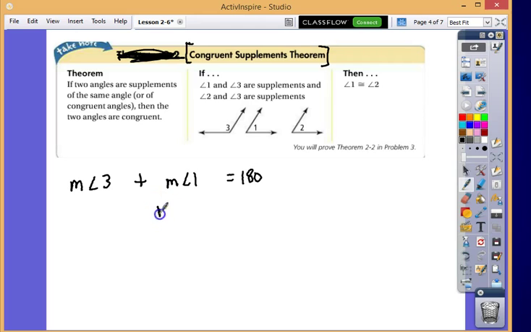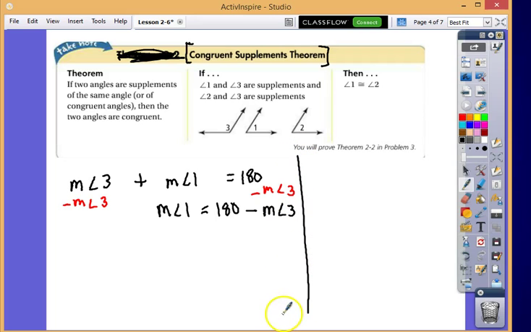All right, so let's solve for the measure of angle 1. What would I get? How do you isolate the measure of angle 1? What do you need to do to get rid of the measure of angle 3? Right. So you could think about getting rid of, in terms of variables or numbers, I can subtract the measure of angle 3 from both sides of the equation, and I'm okay with that. So when I subtract the measure of angle 3 from both sides of the equation, I get that the measure of angle 1 is equal to 180 minus the measure of angle 3. Does that make sense? Any questions about that?